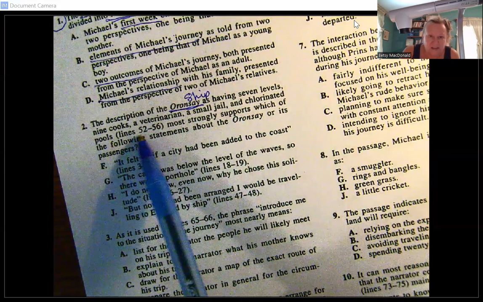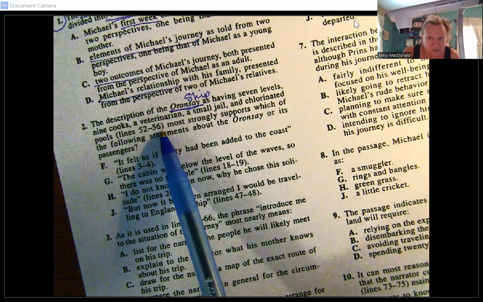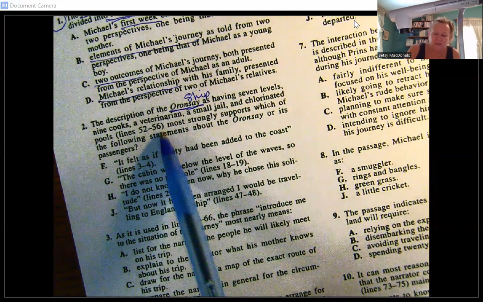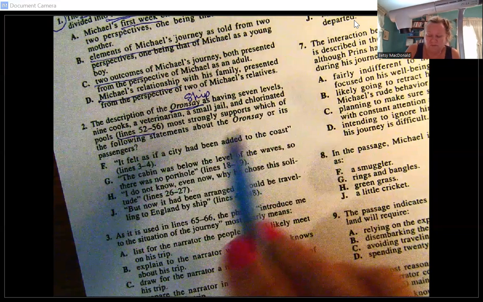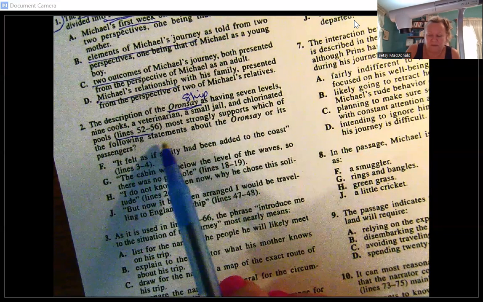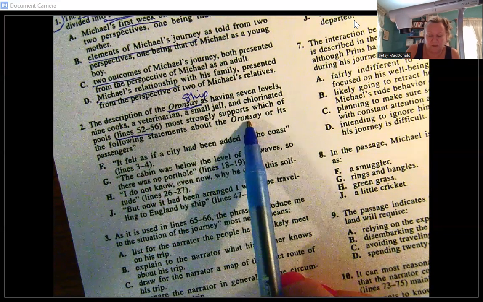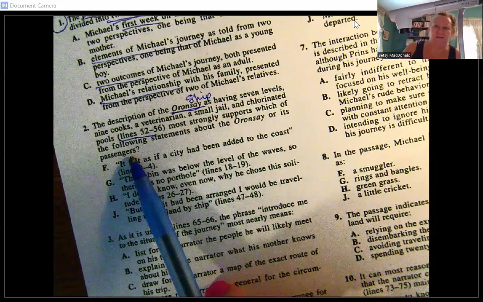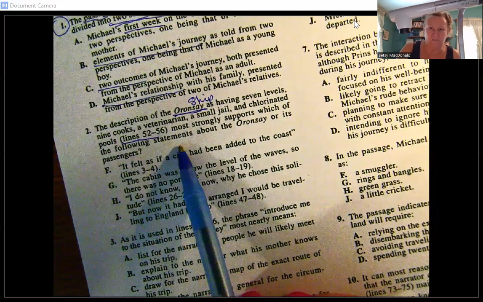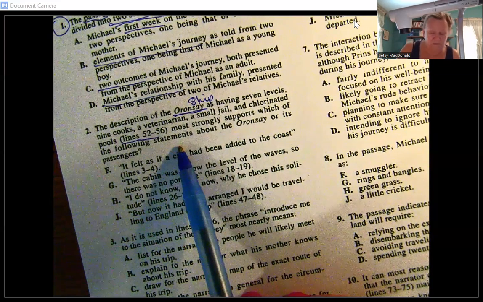In these lines, do I need to go read those? Probably not. They just told us what they said, but we might need to read around it. So hang tight with that. I might say in these lines, most strongly supports which of the following statements about the Ornsay, that's the boat, or its passengers. Okay, right off the bat, I've read all this and they're asking me something, but I may not be real clear on what they're asking me.